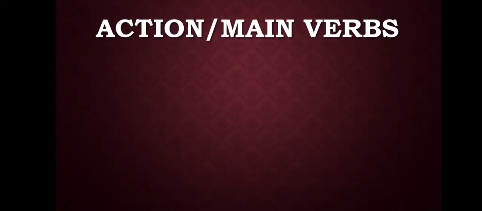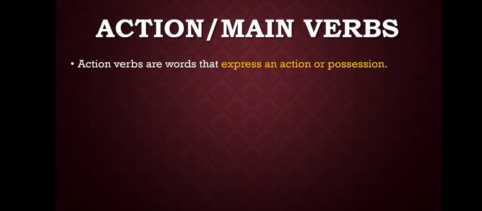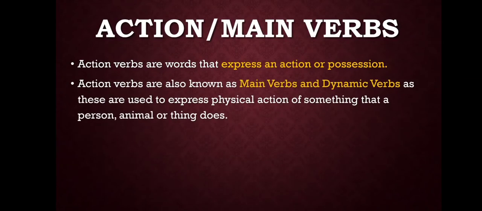Next is action or main verb. The very first category of the verb is action verb. As the name suggests, these verbs express an action or possession of something. If you are expressing an action with the use of a word, that would be an action verb. Action verbs are also known as main verbs and dynamic verbs, as these are used to express physical action of something that a person, animal or thing does.